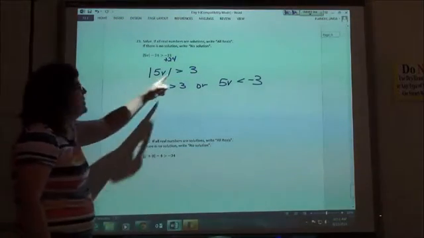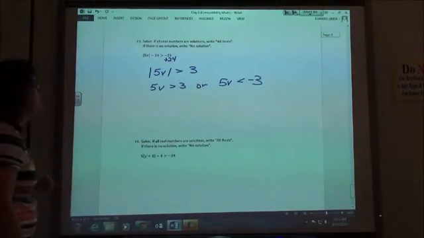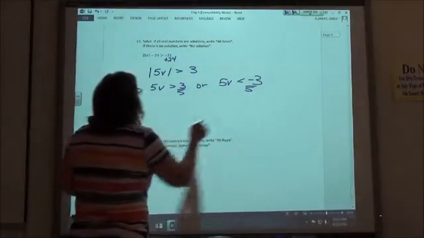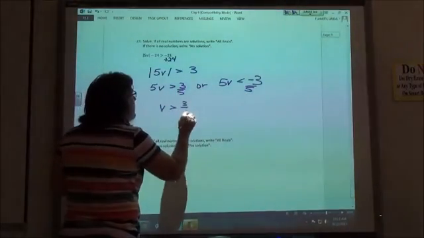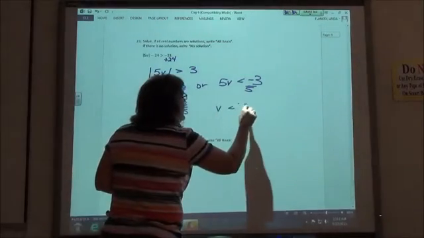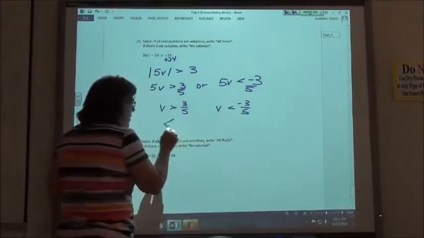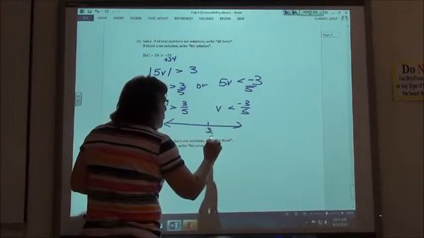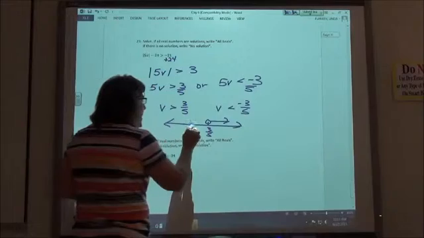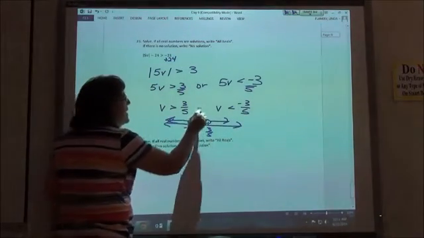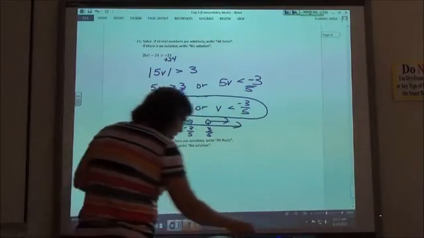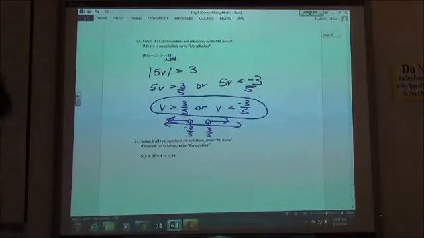Again, this was a greater than to start out with, so it should have an OR in between. And then these we just divide by our 5. So v is greater than 3/5. V is less than negative 3/5. So when I put those on my number line, if I'm greater than 3/5, I'm going this way. Less than negative 3/5, I'm going this way. Again, you can see it's an OR problem because I'm going in two opposite directions, which is what it should end up being.